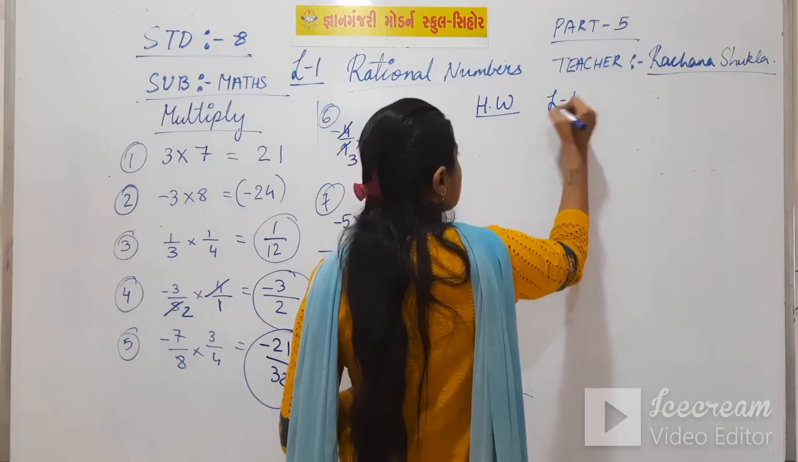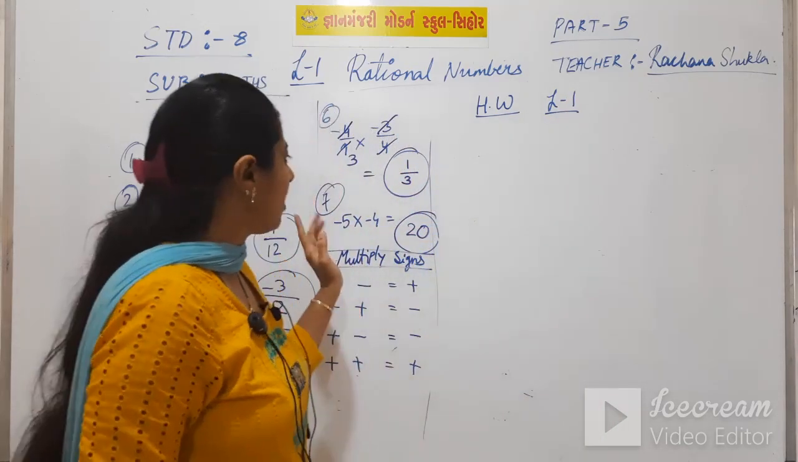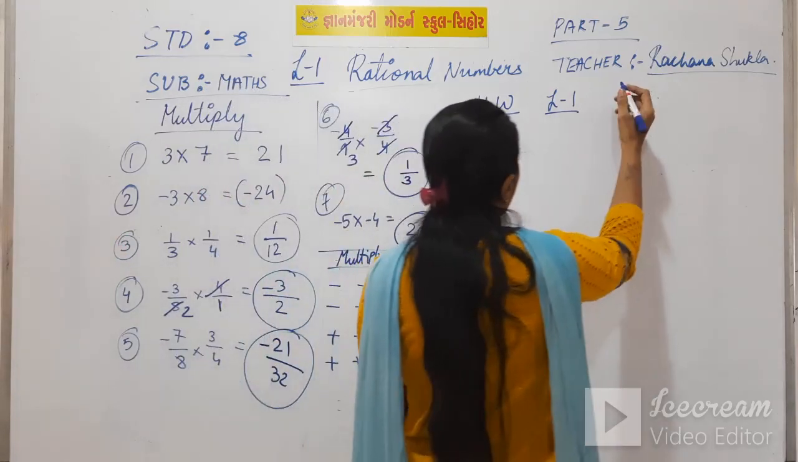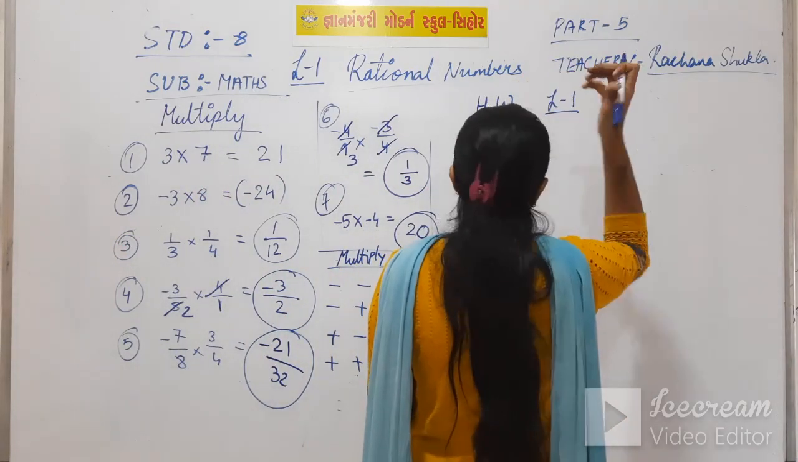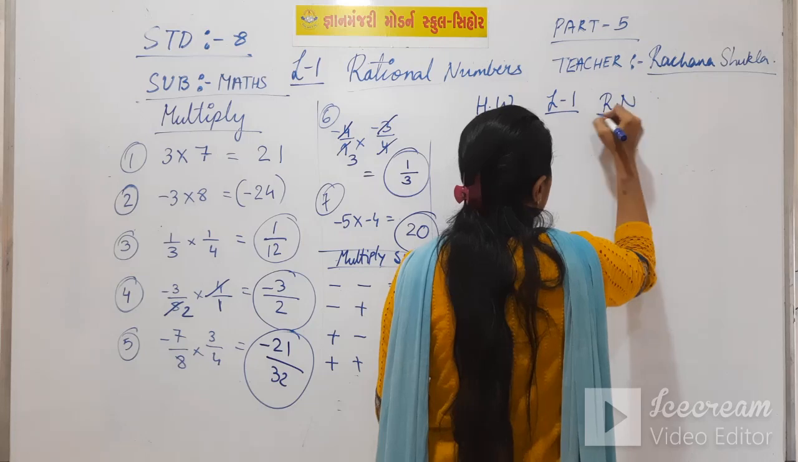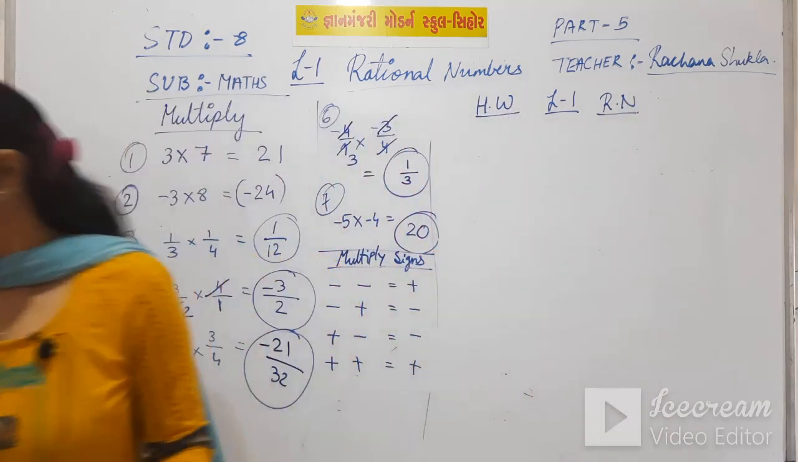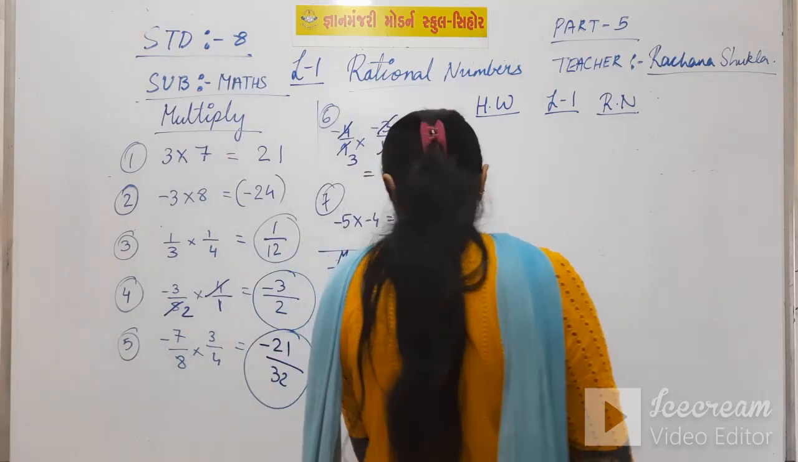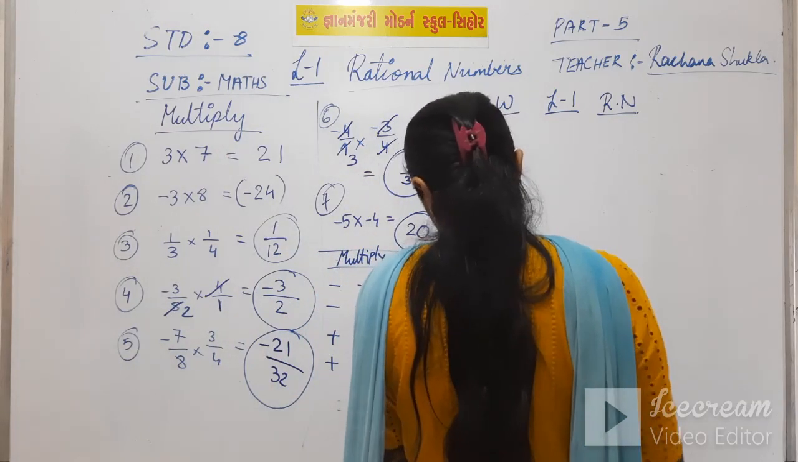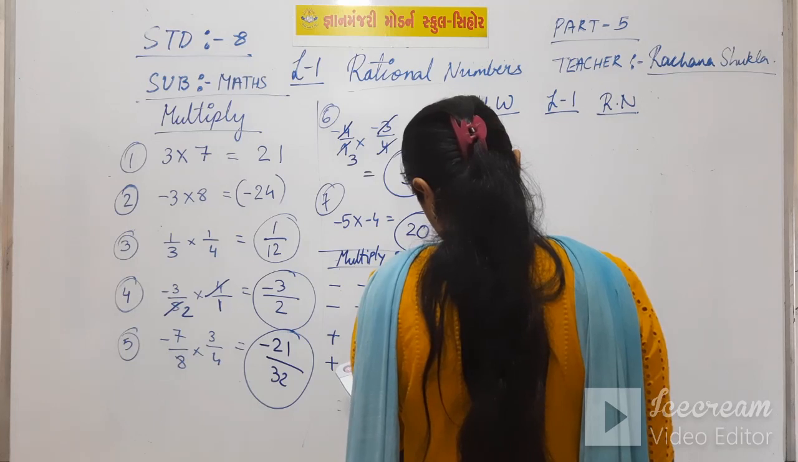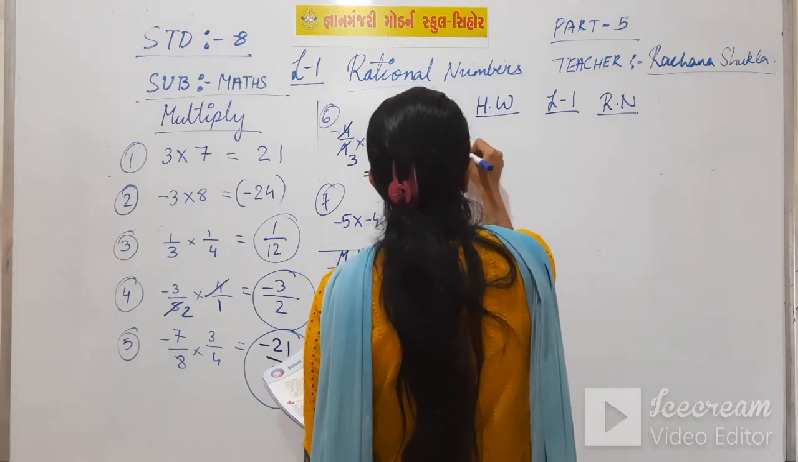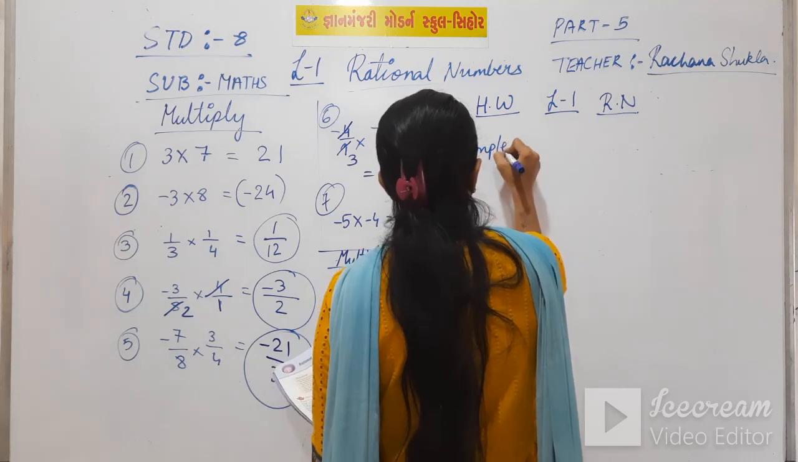And your homework is of lesson 1 only, which I have taught. Up till that I will give you homework. Homework, lesson number 1, rational numbers. And I am writing down the sum numbers that you have to do. And all the sums I have taught you. I am writing the numbers of the examples.